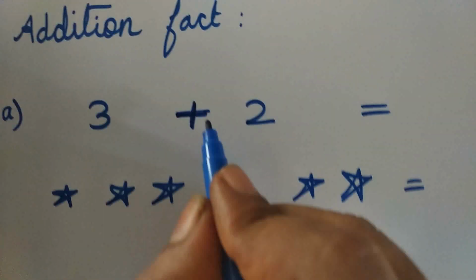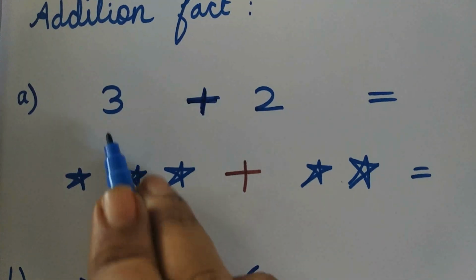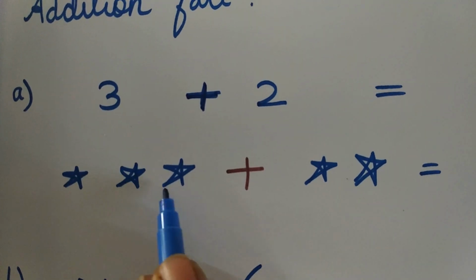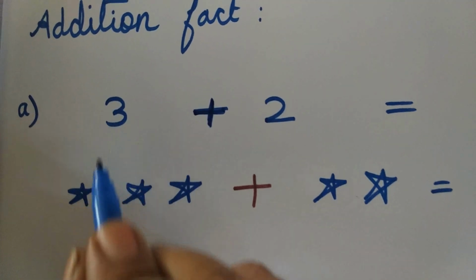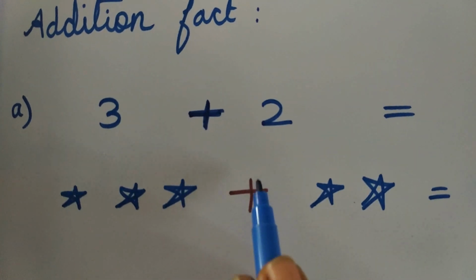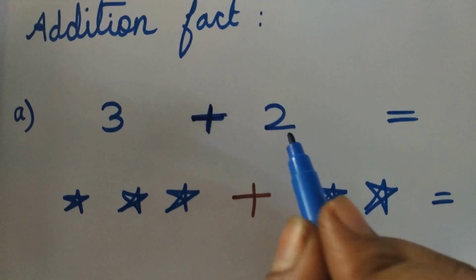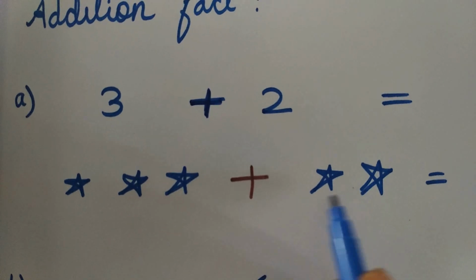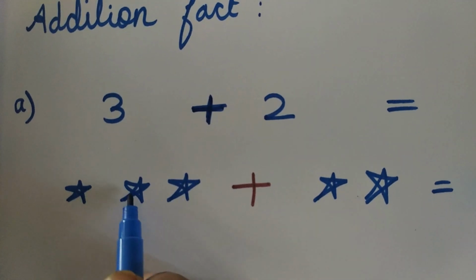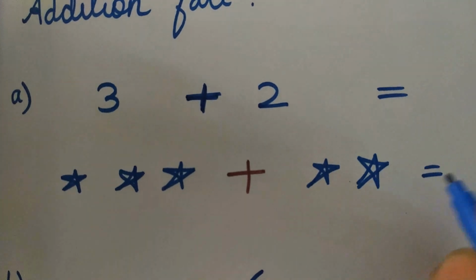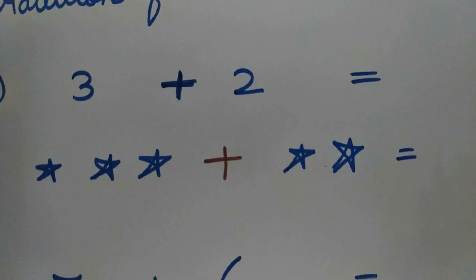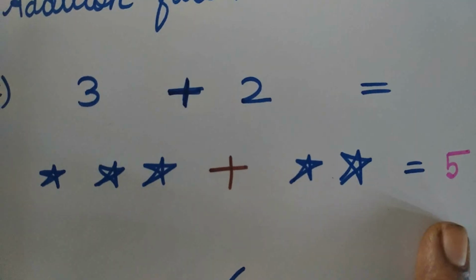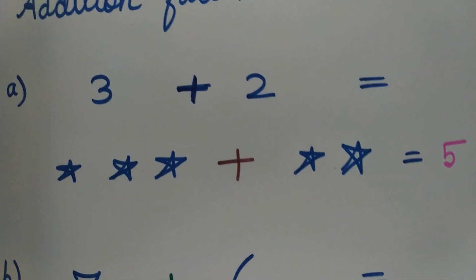Now you want to draw the objects for the number 3. You can draw any objects. See here, I have drawn 3 stars. Plus, here I have given the number 2, so I have drawn 2 stars. So totally, count how many stars we have. You want to add. So addition means, see, 1, 2, 3, 4, 5. Isn't it? We have 5 stars. You can add like this also.